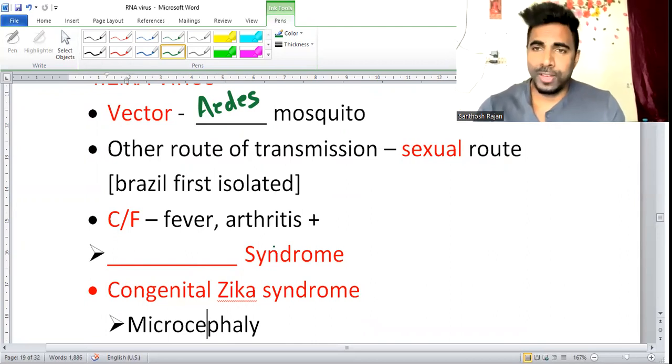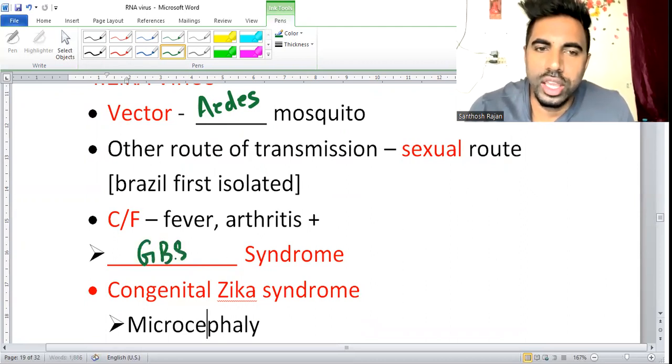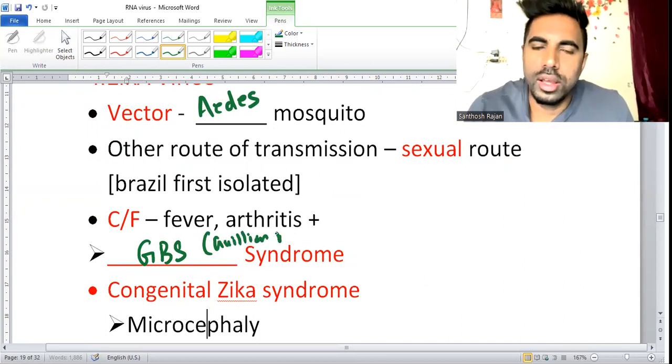Which syndrome is that? It's very common. It is related with your muscles only. Yeah, muscle paralysis. What was that syndrome? If you're saying Guillain-Barré syndrome, then you're right. GBS. Okay. Guillain-Barré. I have a spelling mistake, so please don't mind it. I just wanted you to know the disease, Guillain-Barré syndrome.